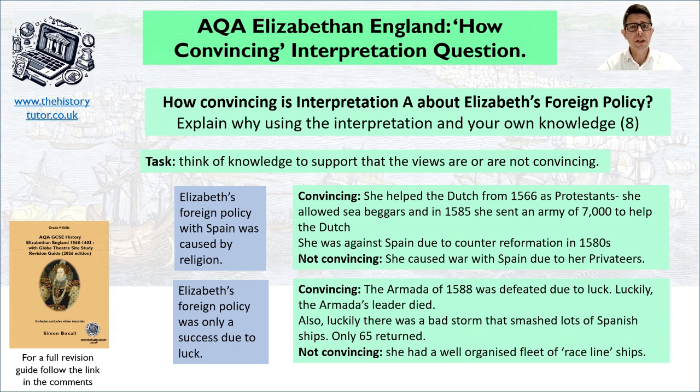And it's not convincing. She was pretty well organised. Her Armada victory wasn't just due to luck. She had some great leaders. She had a nice fleet of her own race-built ships that were well set up for the weather conditions of the English Channel. It wasn't just luck for her. She was also fairly well prepared.